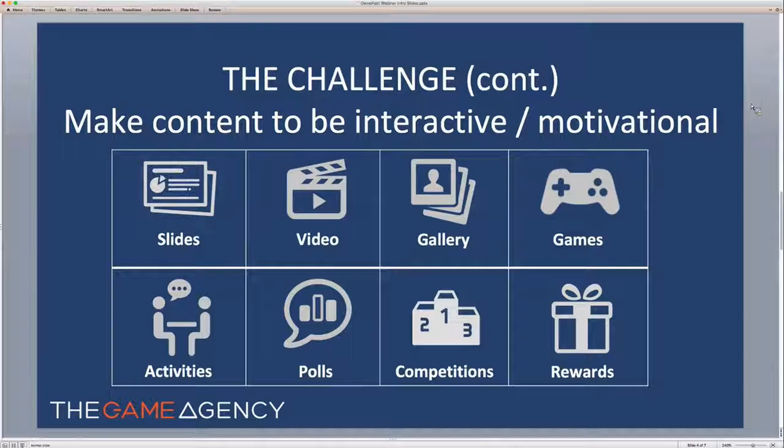So what we put together was a solution that allowed them not only to do their traditional training with slides and videos and even some image galleries, but to make it a much more active experience with games and activities and polls and competitions, and ultimately rewards real time in the course of the meeting.